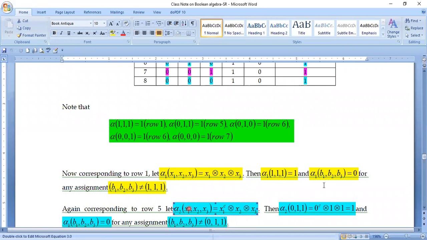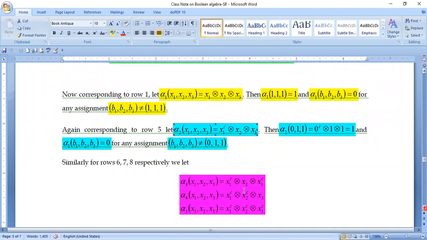So what you can do, in place of x1, you can put x1 complement multiplied by x2 and x3, with x2 and x3 remaining the same. If I call this Boolean expression alpha 2, and I substitute 0 in place of x1, then 0 complement will become 1, x2 is 1, x3 is 1. So 1 into 1 into 1 again gives you the output, which is coming in row 5. Any other triplet, which is not equal to 0, 1, 1, corresponding to alpha 2, will not yield the output 1.